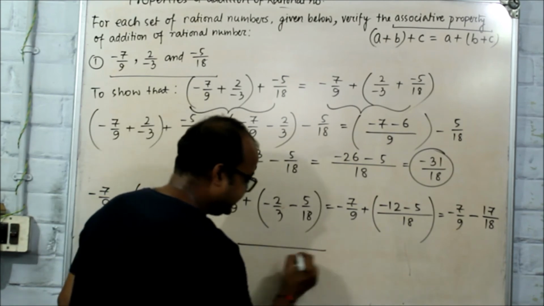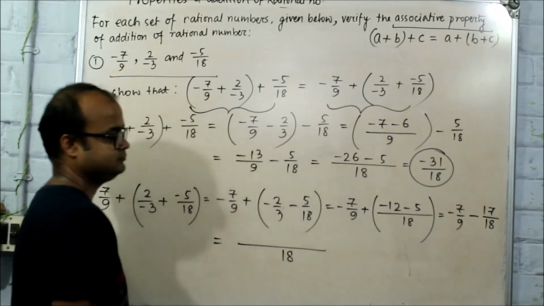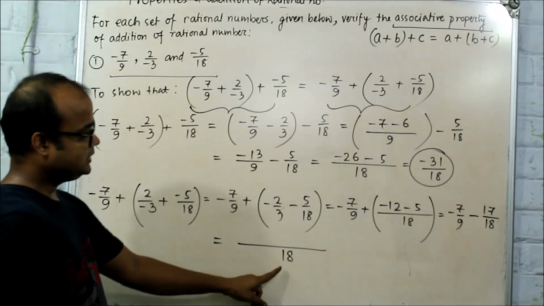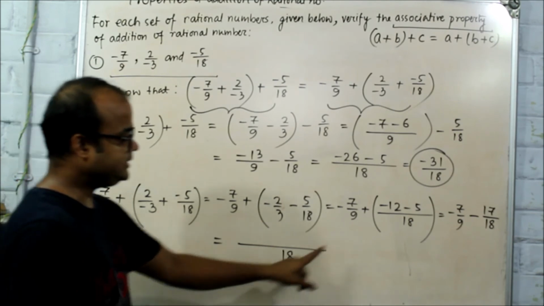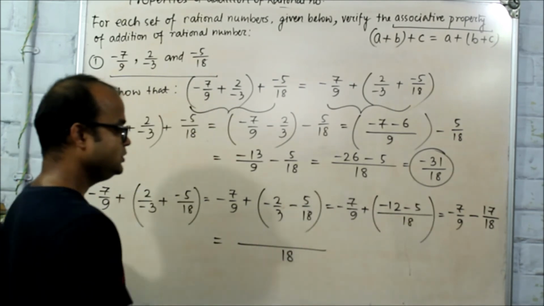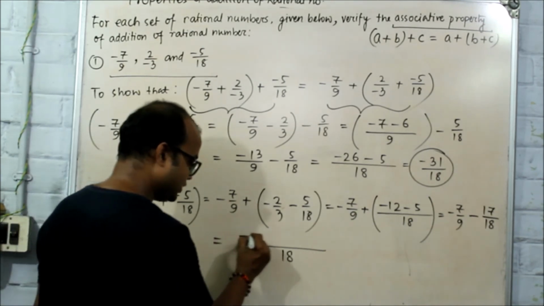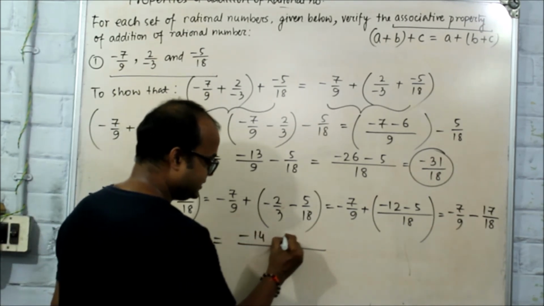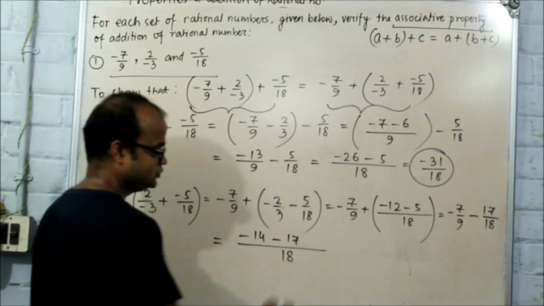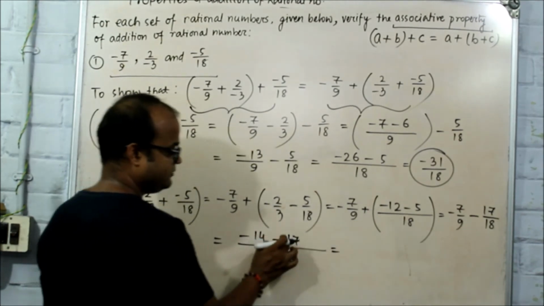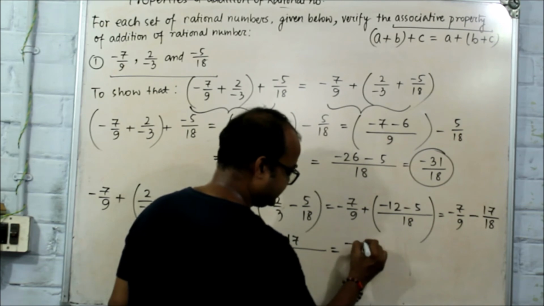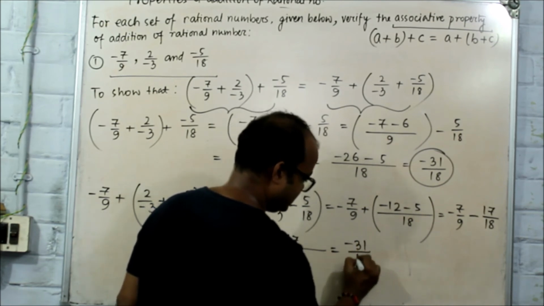Now the LCM of 9 and 18 is 18. So 18 divided by 9 is 2, multiplied by 7. So it will be equal to minus 14 minus 17. So this is equal to minus 14 minus 17, which is equal to minus 31 by 18.